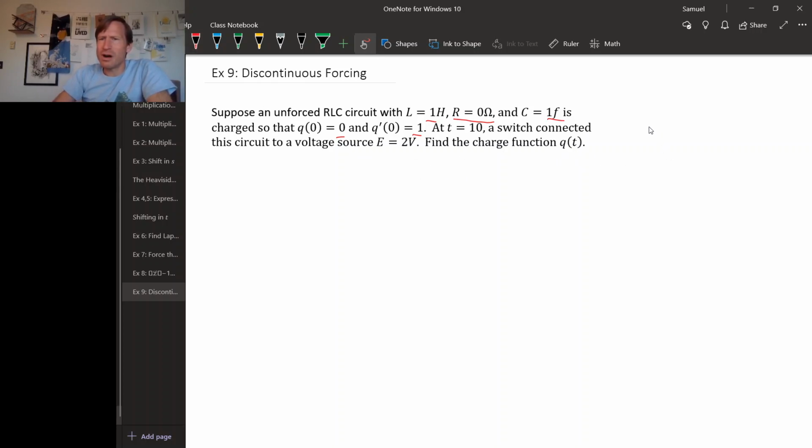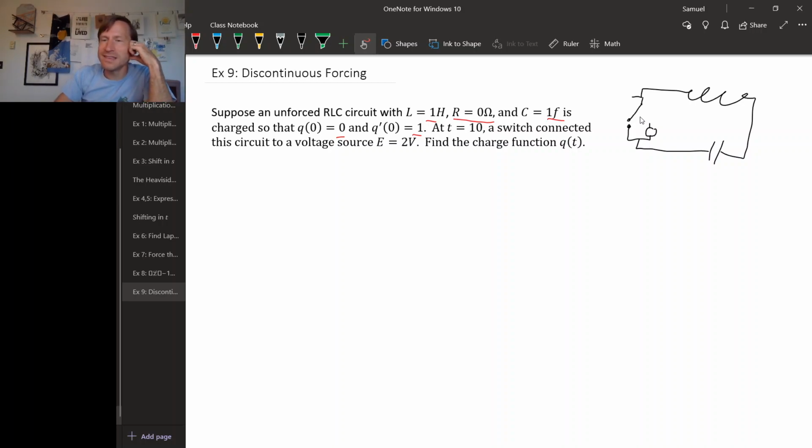If we wanted to draw a picture of this circuit, we'd have an inductor and a capacitor, like this. But then there's a switch, right? The switch like this. One part of the switch, the part that's initially connected, just closes this circuit. But the other part of the switch has a voltage source on it, so a battery or something.